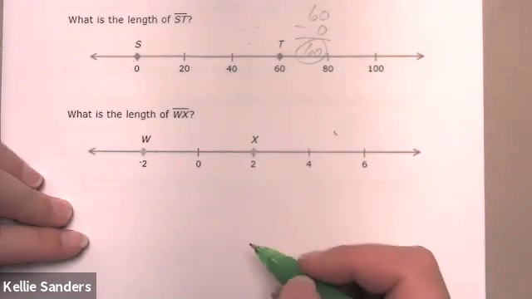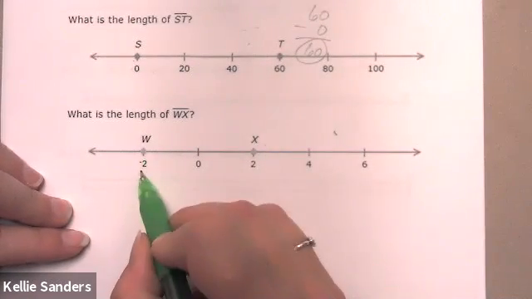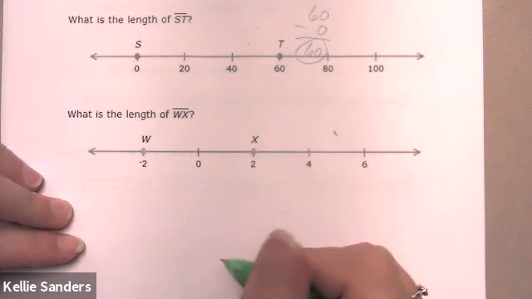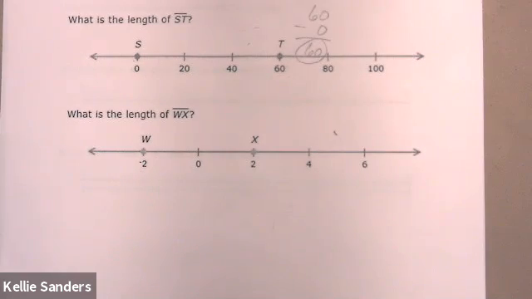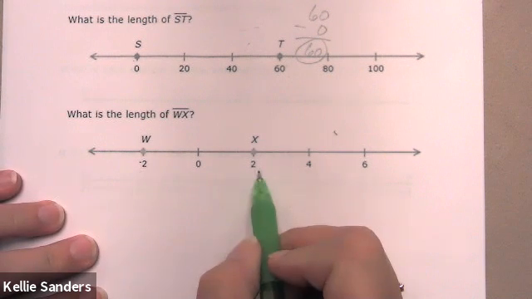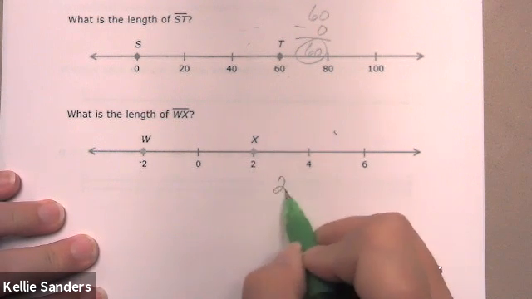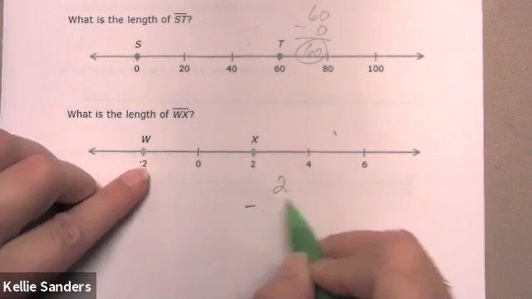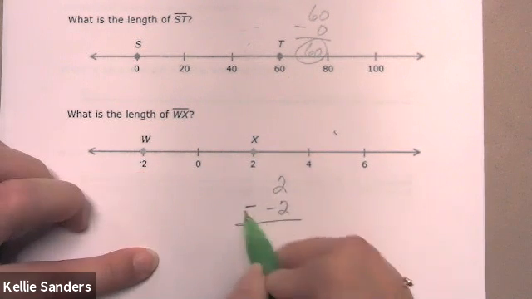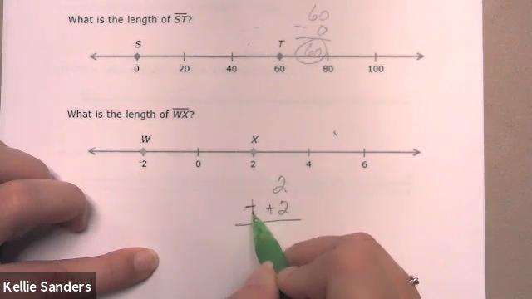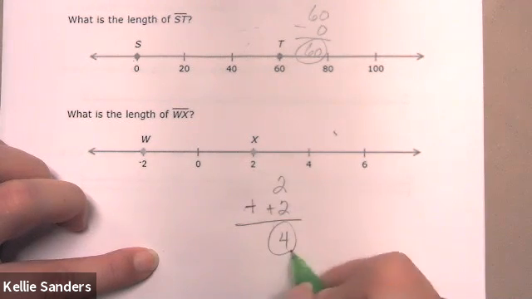And what is the length of WX from W to X? From negative 2 to positive 2. A lot of people would think it might be 0 because you see opposite numbers and you think that they cancel each other out. But it's actually wanting length, it's wanting distance. So from negative 2 to positive 2, we take your bigger number, always subtract your smaller number. If you subtract a negative, it turns into a positive, and 2 plus 2 is 4.